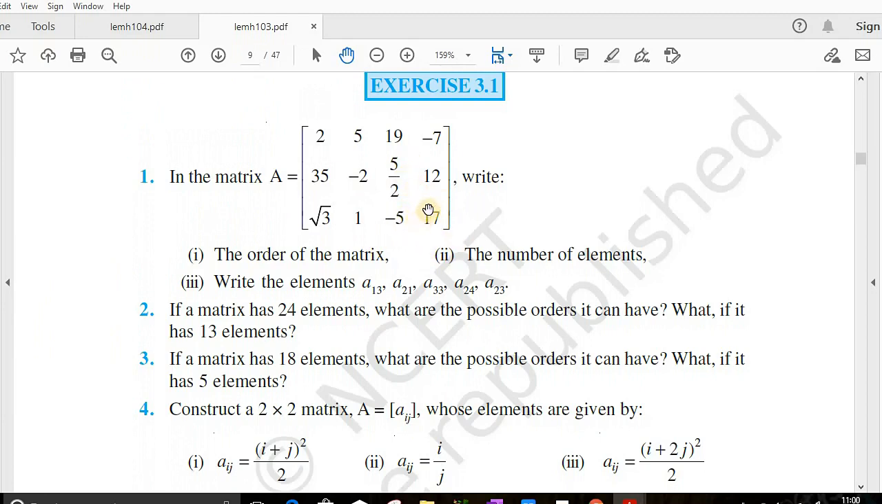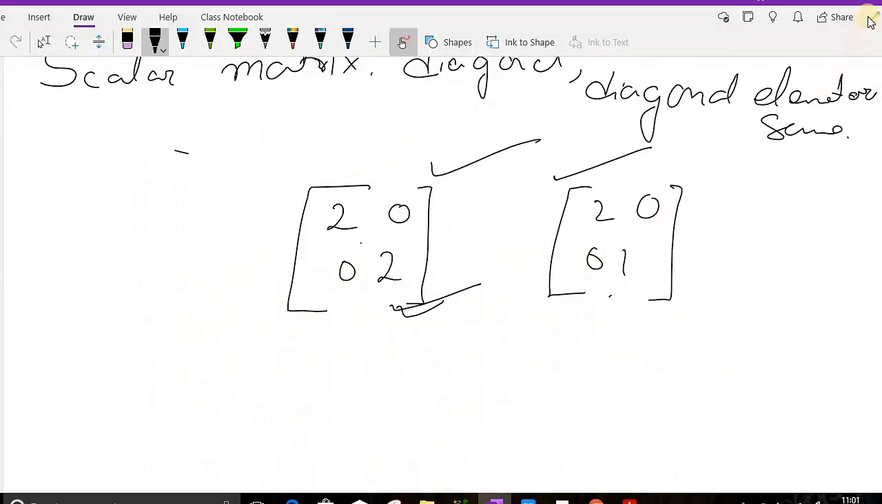Okay. Now let's see this matrix. First of all, I want to ask the boys. Any boy can answer. So what will be the order of this matrix? Yes, the order of this matrix. Come on, Abu.